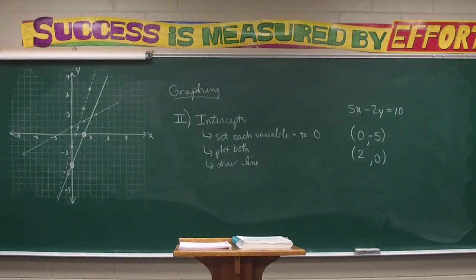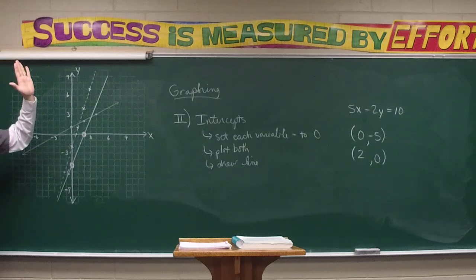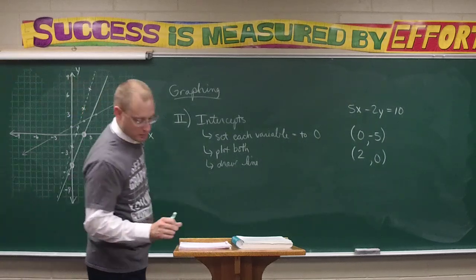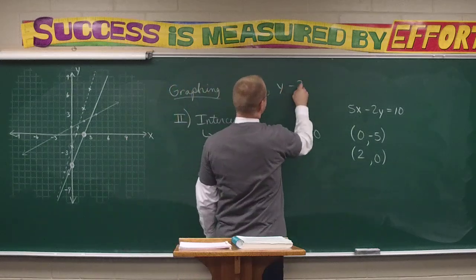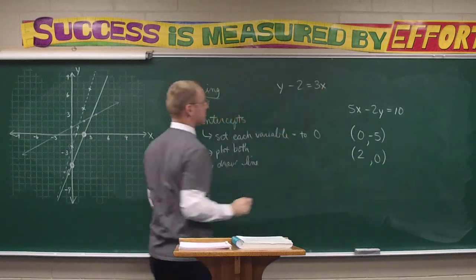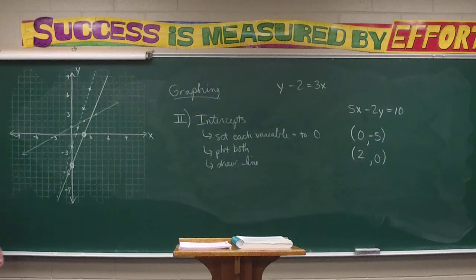Easy enough? How many remember the intercept method from Algebra 1? You say, yeah, I remember plugging in the zeros. All right, some of you maybe not as much. Give this one a try if you would. y minus 2 equals 3x. Using just the two intercepts, plugging in zeros, remember, go ahead and figure out what those points are, plot them, connect the dots to graph that linear equation.